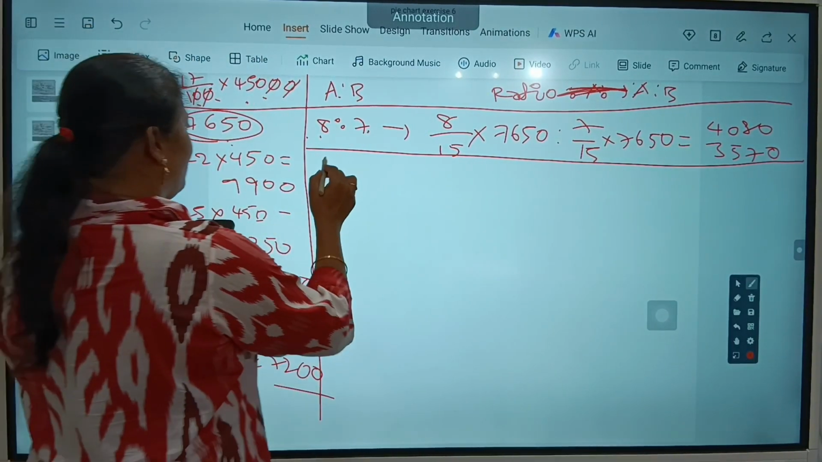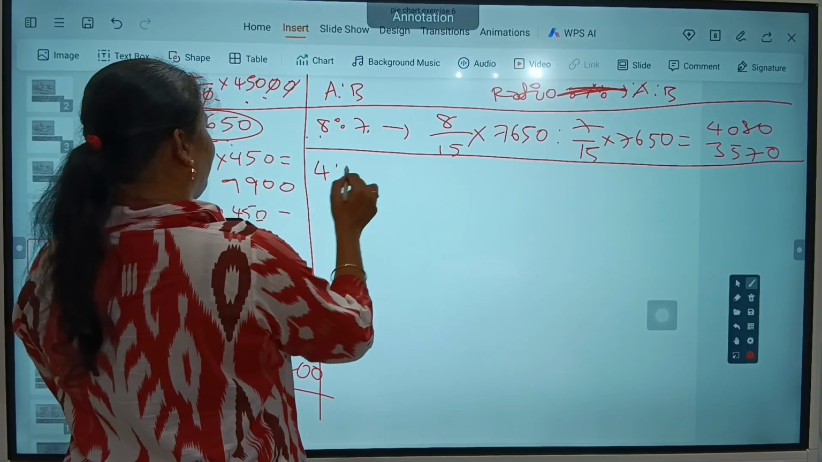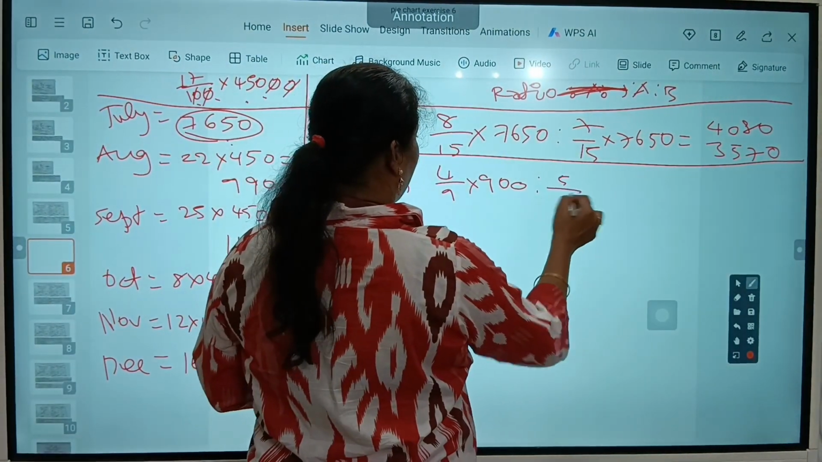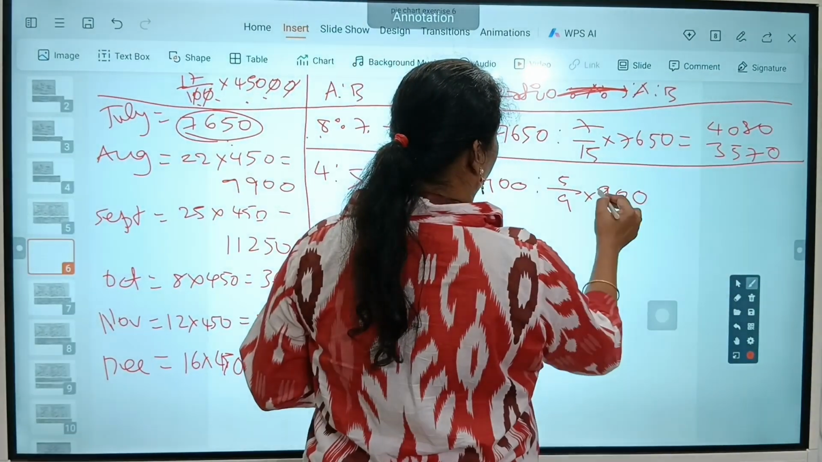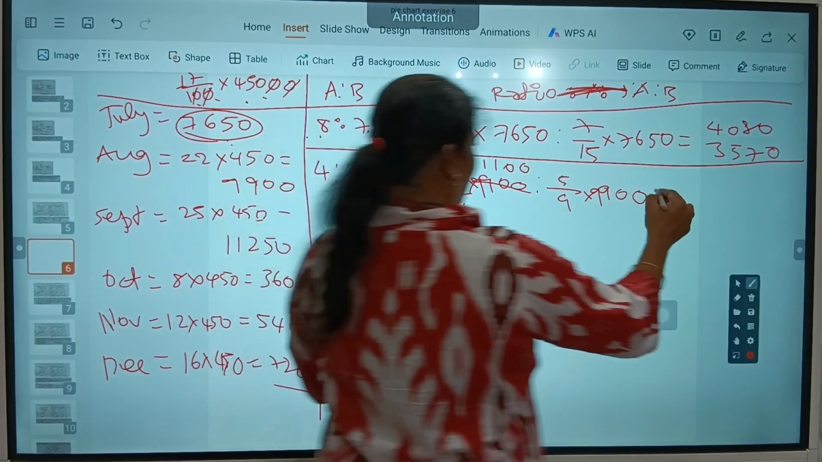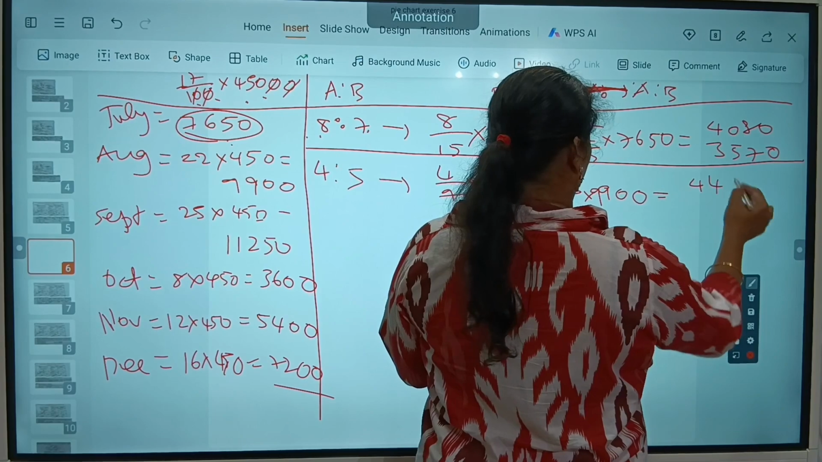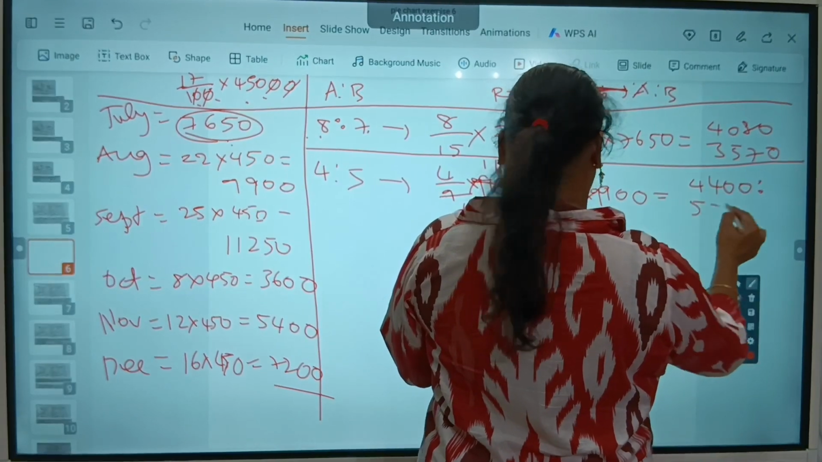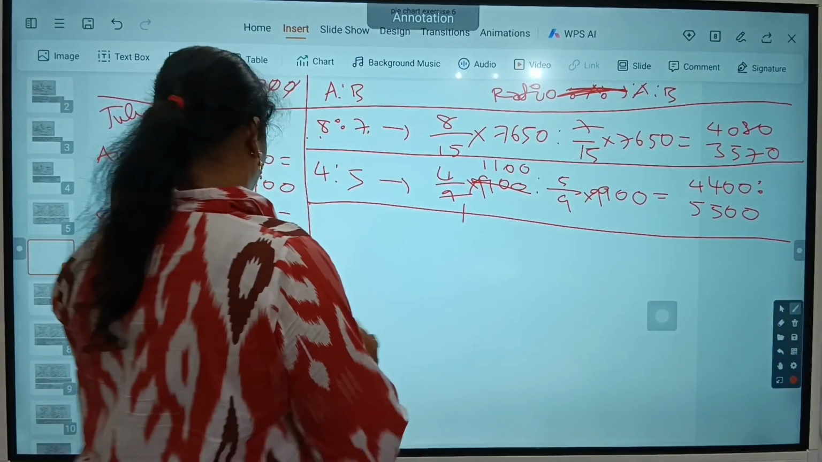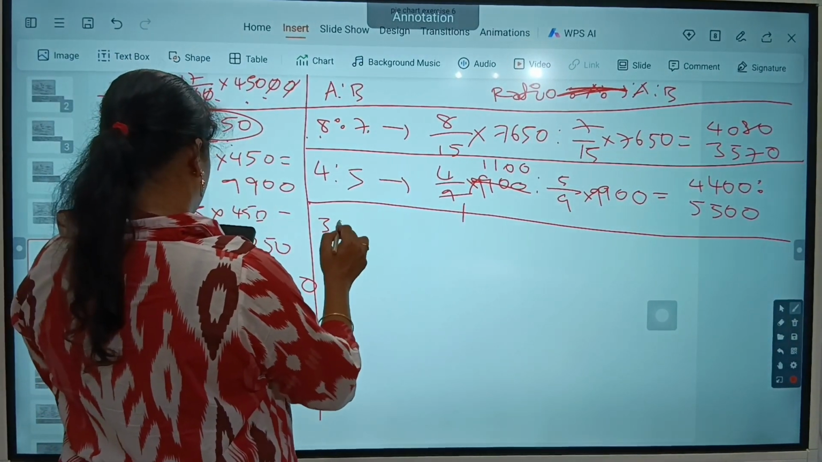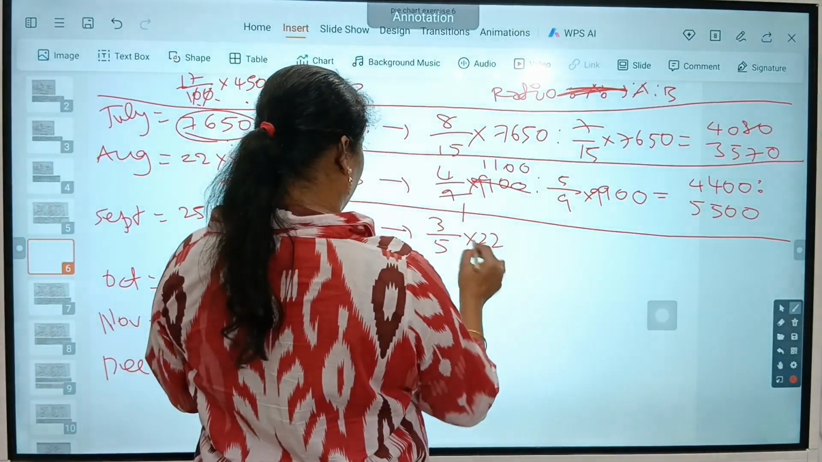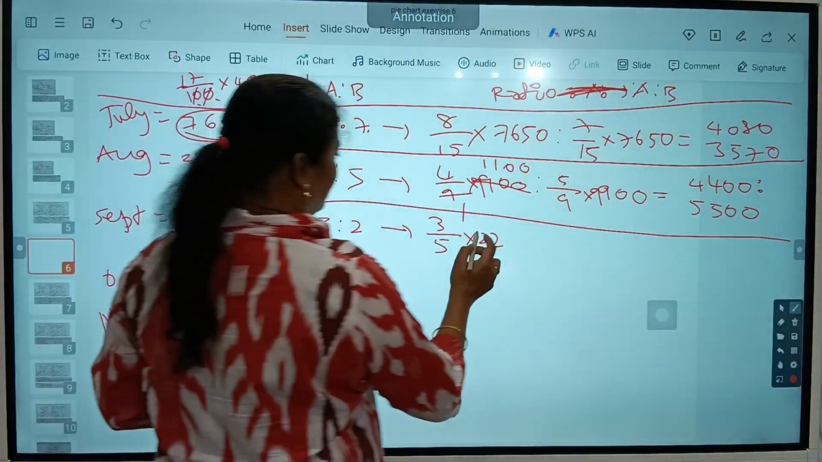First value over. And we will move to the second value now. That is 4:5. 4 by 9 into 9900 is to 5 by 9 into 9900. 9 ones are 9, 1100 each. So, which is 4,400 is to 5,500. Next, 3 is to 2. 3 by 5 into 11,250 is 6750.